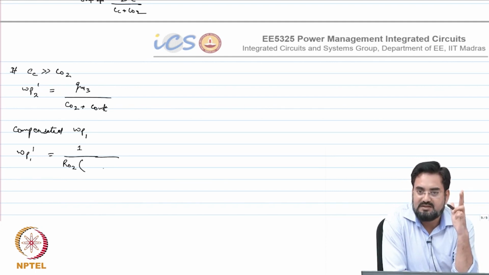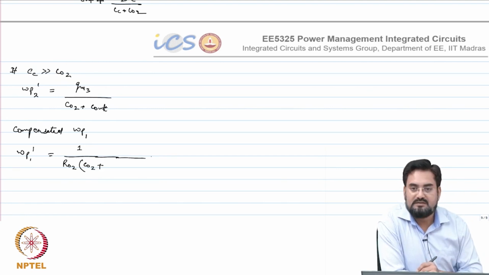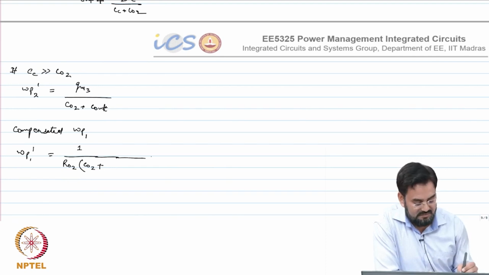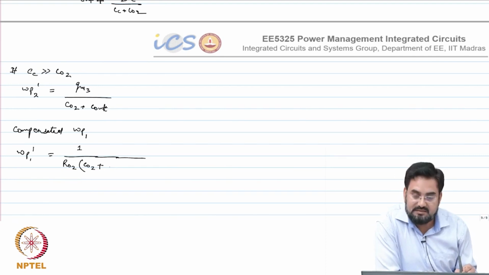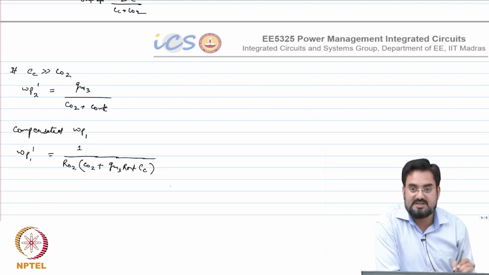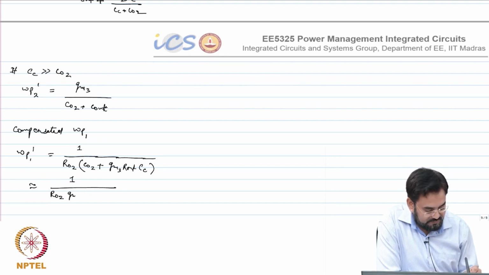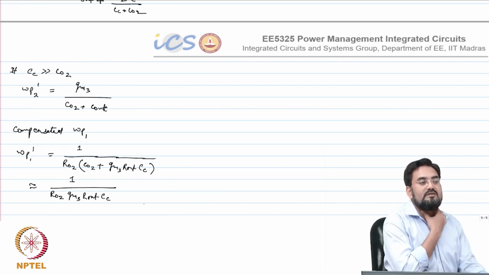So, you have two caps there: the original CO2 plus the gain multiplied by Cc. So, what is the gain? Gm3 R out. Since this term is much larger, I can ignore CO2, which I can approximate as, okay.